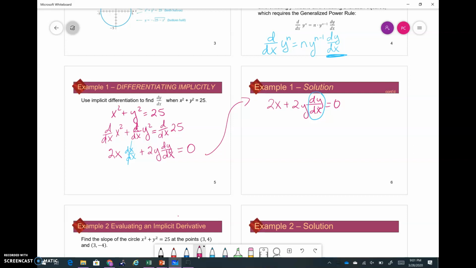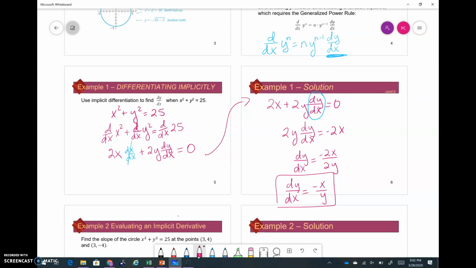So I'm going to subtract 2x. So 2y dy over dx equals negative 2x. Then divide by 2y. So dy over dx equals negative 2x over 2y, giving us dy over dx, that derivative, is negative x over y. And you're finished. That's the derivative of the function x squared plus y squared equals 25.